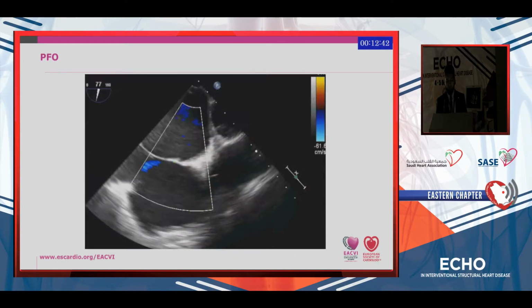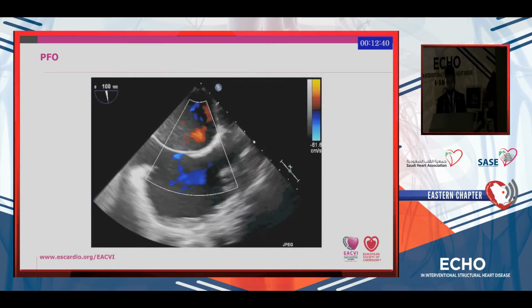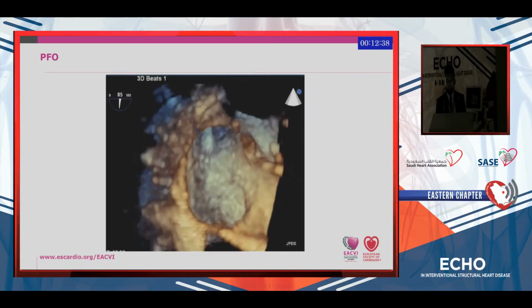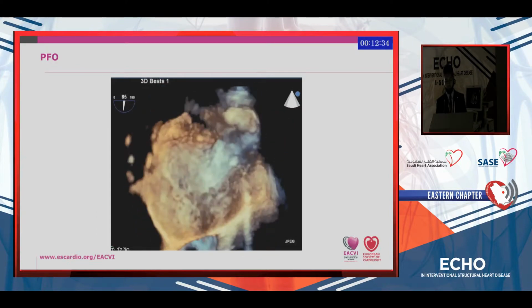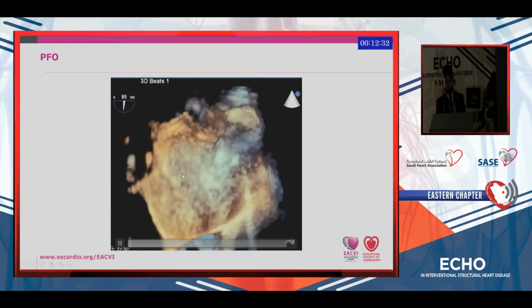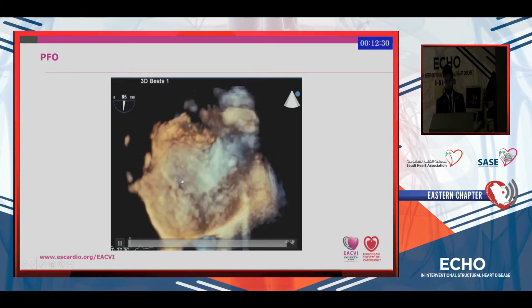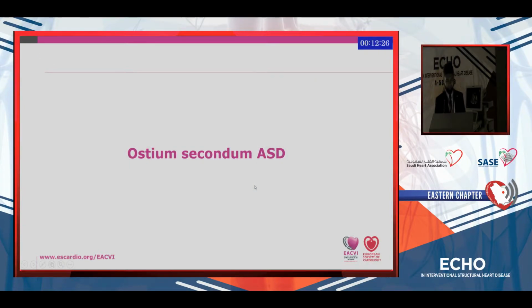Patent foramen ovale was covered completely. As we said, it's like a potential space. If you are lucky, you will be able to see it from the left atrial side. This is a patent foramen ovale, opening and closing, as you can see from the left atrial side. But this is the only case I have seen like that. That's why I like it.